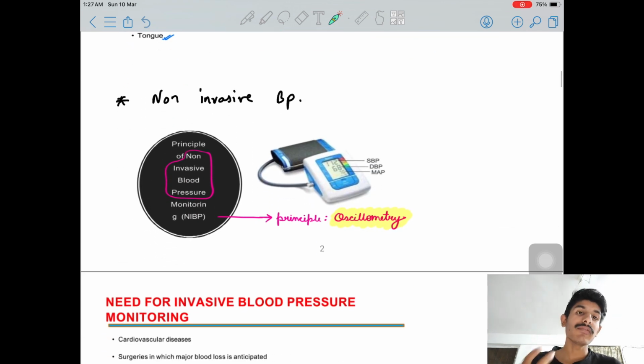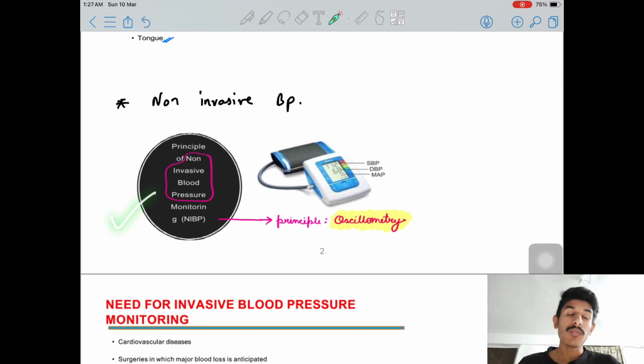The next part is invasive and non-invasive blood pressure machines. This also everybody has, like most of the Indians have in their house to check the blood pressure of their grandparents or maybe parents. So why is it used? To know the systolic and diastolic blood pressure. Okay, and it is also known by the name of oscillometry.